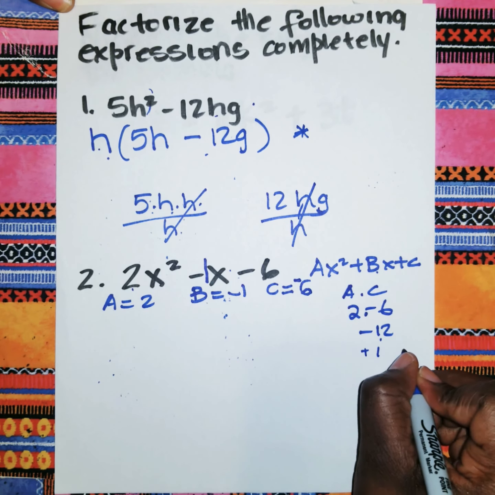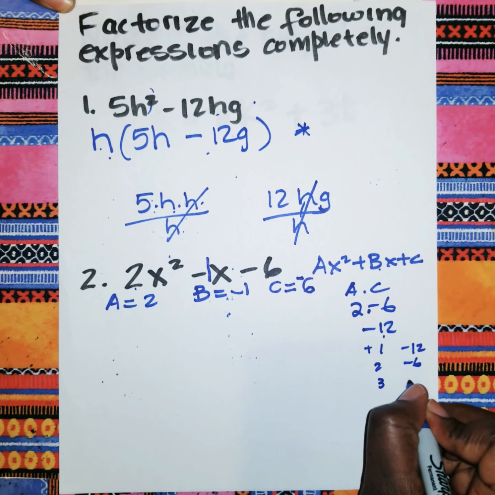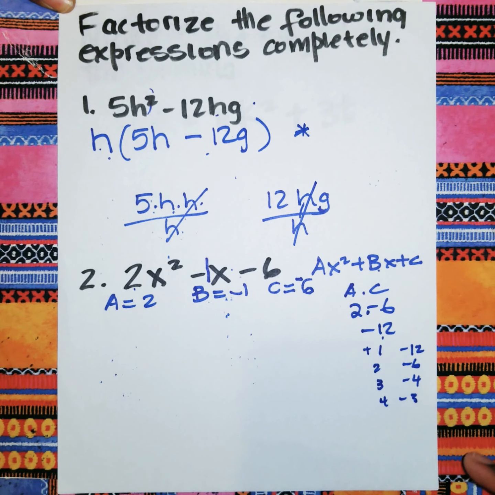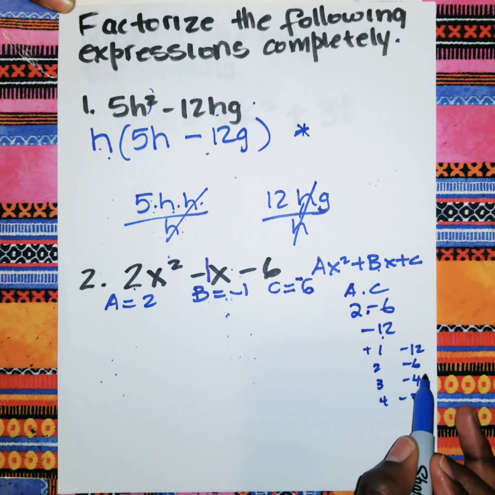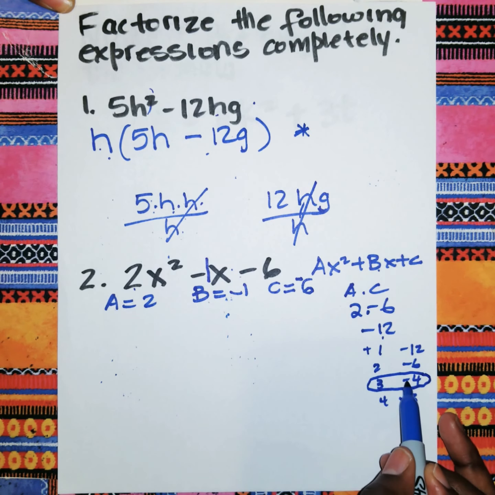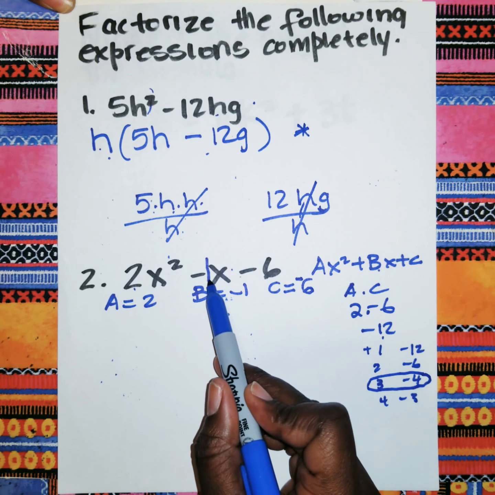So I'm going to use 1 and negative 12. I'm going to use 2, negative 6, 3, negative 4, 4, negative 3, and the list goes on. All right. So I'm going to stop right here because I see my answer coming out right here. That means if I add 3 and negative 4, I should get negative 1 for my answer. So having this, guys, this is now going to be used to replace the negative 1 that is right here.